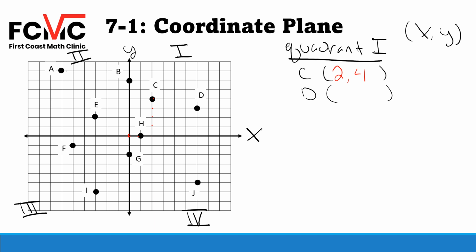D, we're going over 1, 2, 3, 4, 5, 6. So x is 6. We're going up 1, 2, 3. So 6, 3. Okay, so our quadrant 1 points are 2, 4 and 6, 3. Let's compare that to quadrant 2.